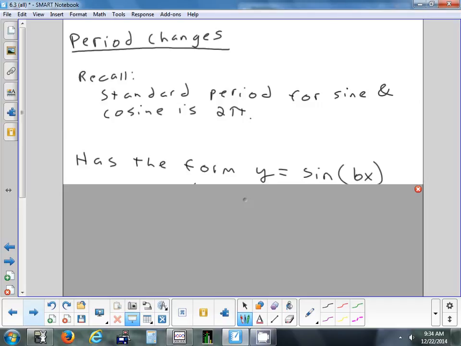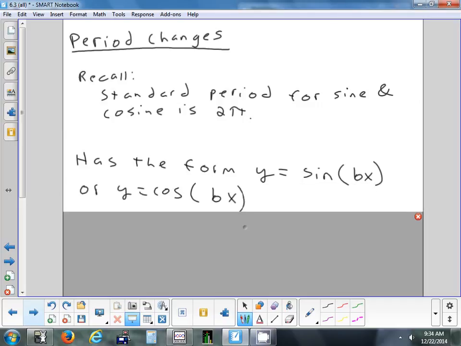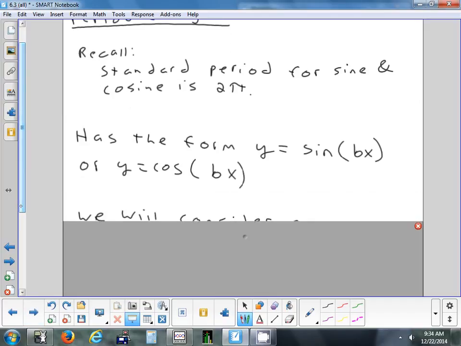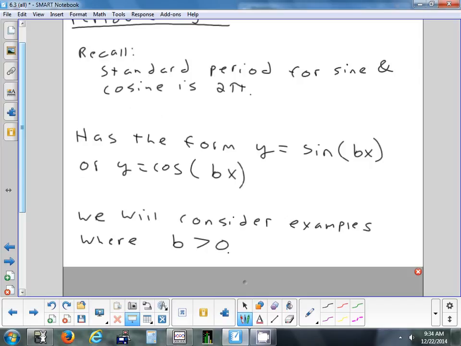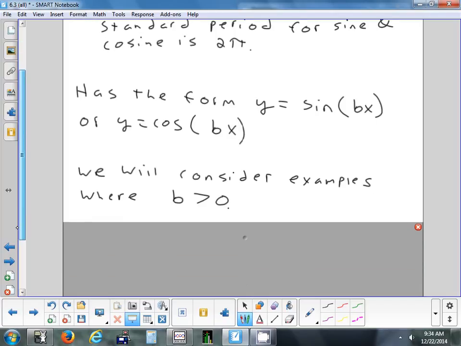Okay, what's B in this case? Yeah, 1/3. So dividing by 1/3 is just like multiplying by 3. We stretched this one out. Originally, it only had to go to 2 pi before it repeated. Now it's going to go all the way out 3 times as far, and then it'll start repeating.